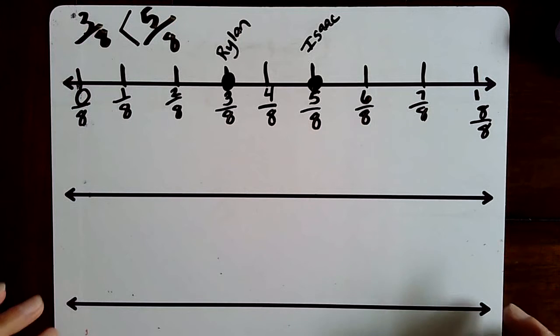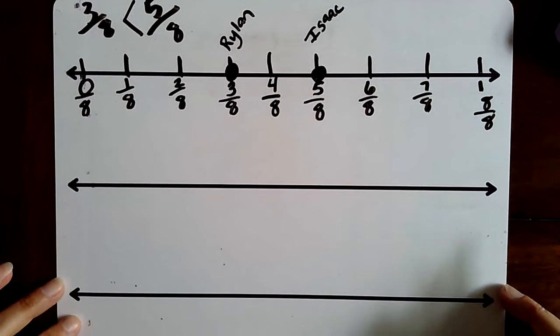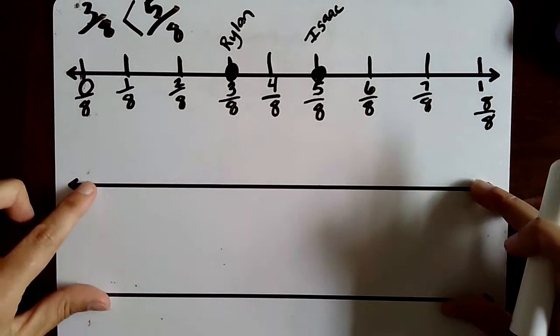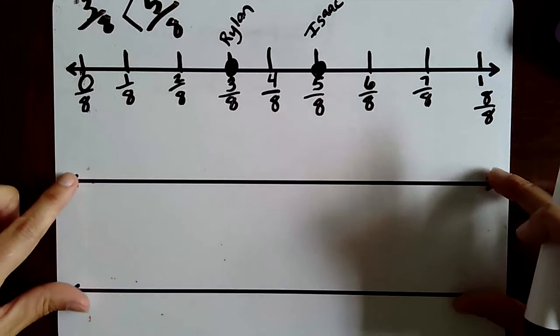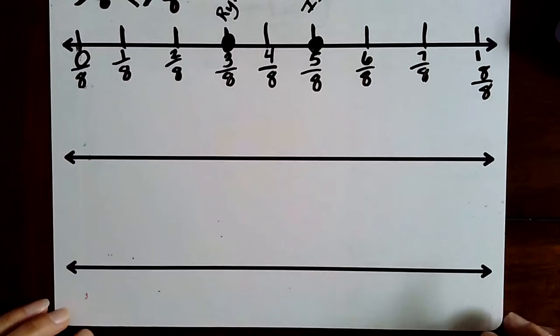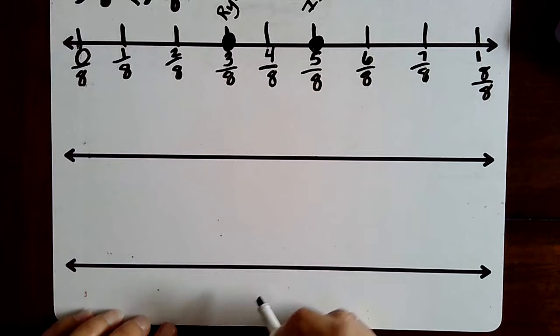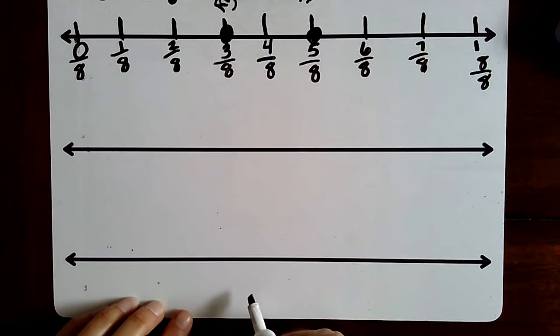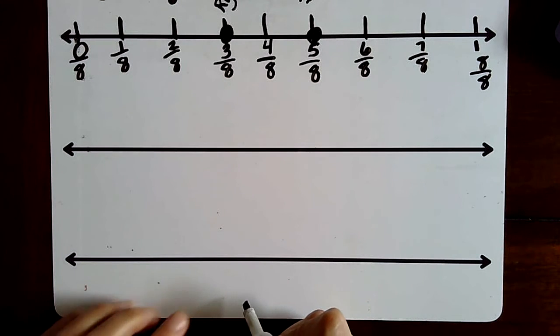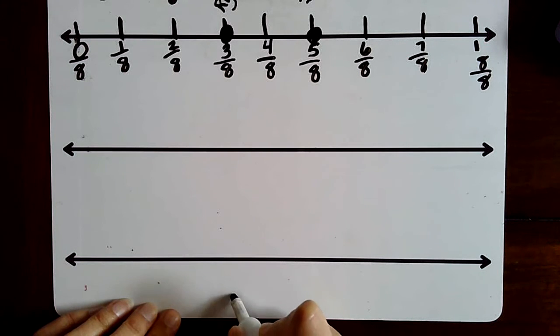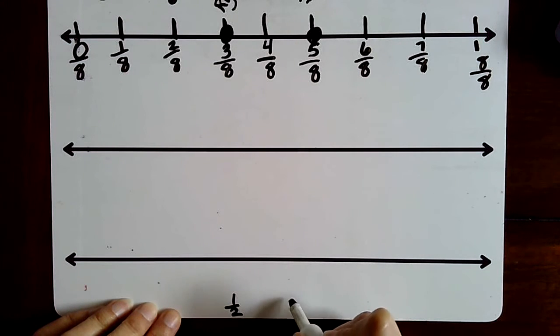Okay, now for the next one, you are going to need 2 number lines. So go ahead and make sure that you have 2. If you don't have 2, pause the video and make sure you have that. And so I'm going to put the fractions we're comparing down here on the bottom, if I can fit them in. So let's do 1/2 and 1/4. Can you see that?